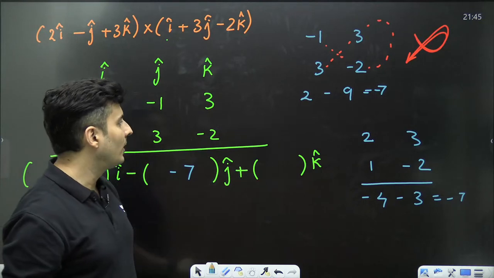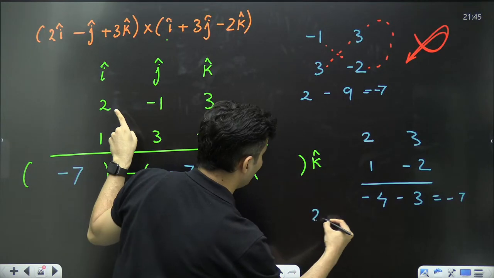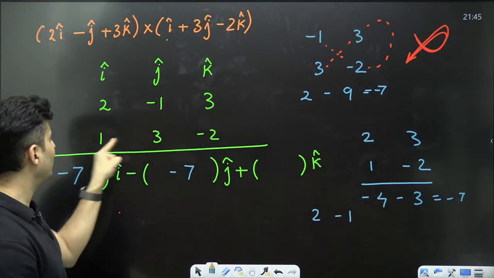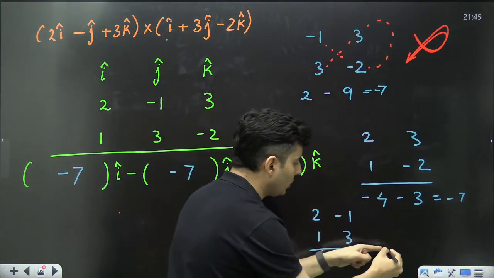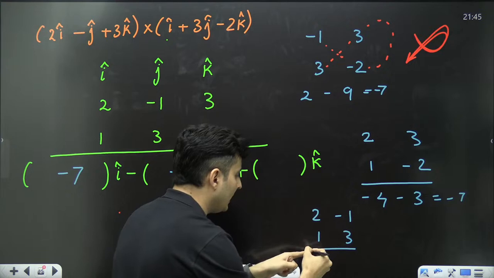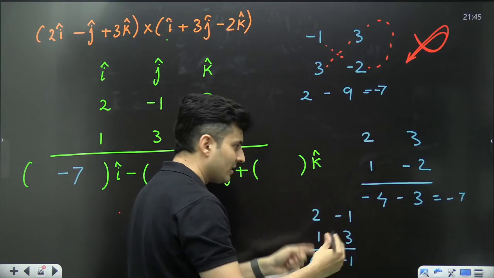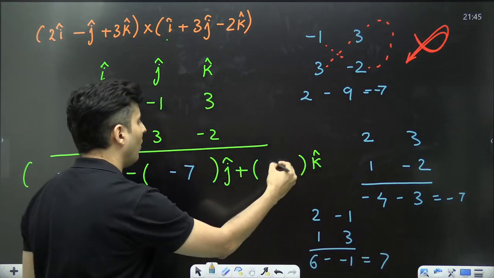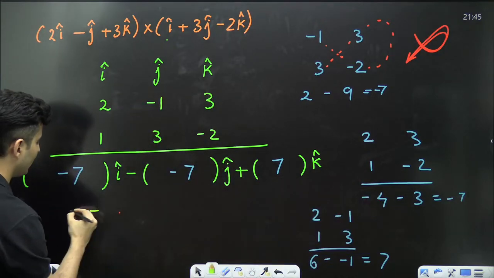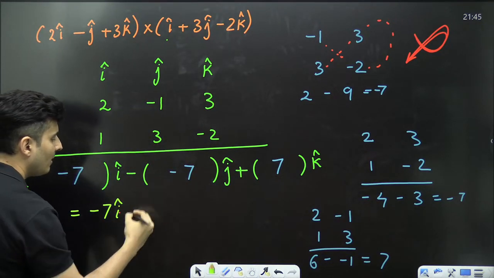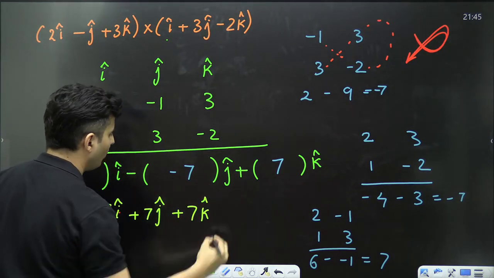Got it? Last one. Forget the column, forget the row. So what is remaining? 2, minus 1, 1, 3. Again go like this. 2 into 3, 6. Minus 1 into 1, minus 1. And then put minus. 6 minus minus 1, 6 plus 1, 7. Wow, 7k cap. So guys, the final answer is minus 7i cap, minus minus plus, so 7j cap, and this is 7k cap. What a beauty.